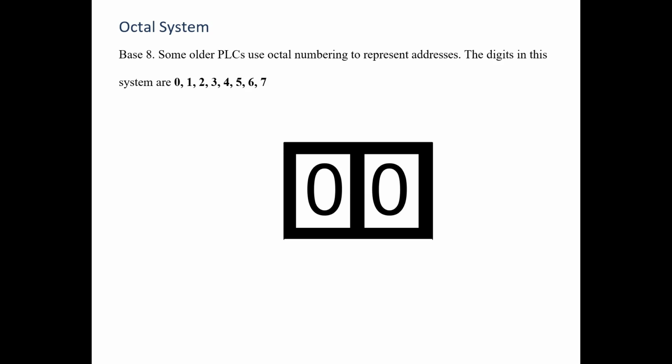Moving on to the octal system. The octal system is base 8. The digits for this system are 0 through 7. So when we count up to 7, we have used up all the unique digits available. To count higher, a 1 is carried over and added to the position on the left.